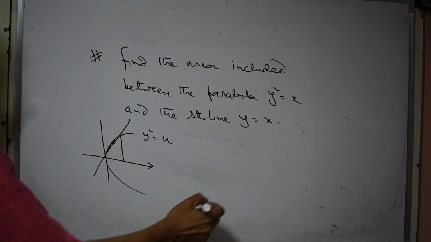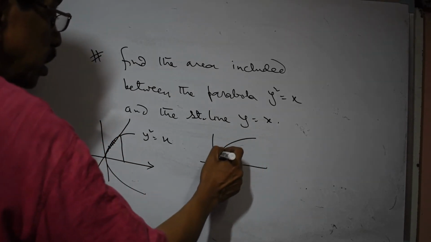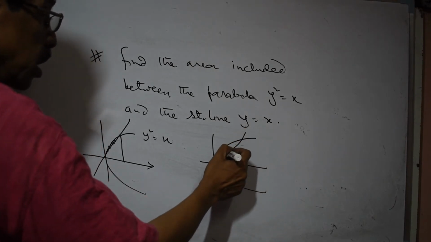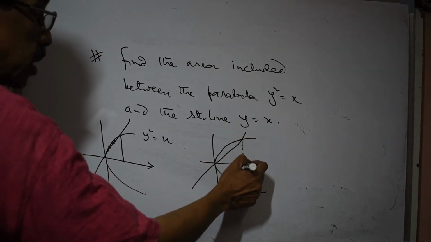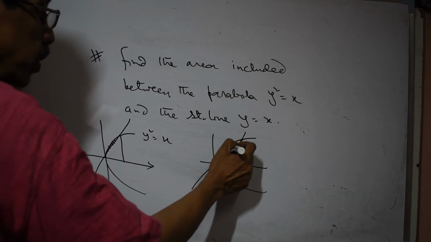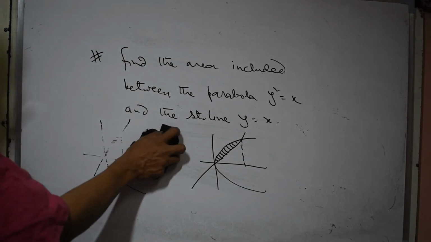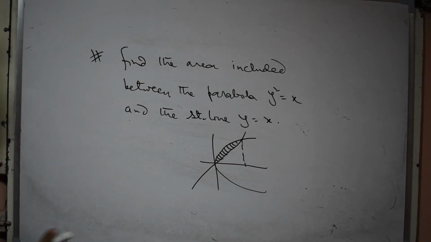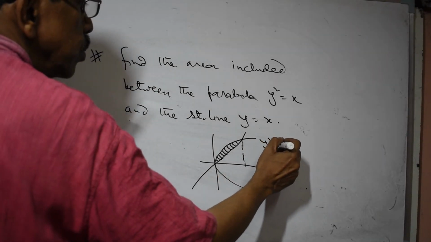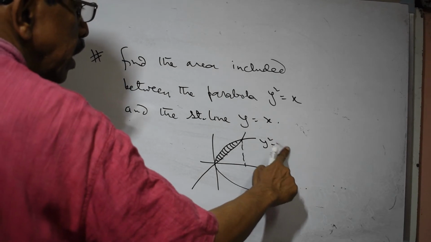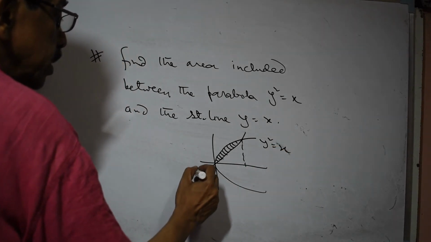That means we will be seeing this portion. This is y square is equal to x. This is a straight line. This is the common point of the two curves. We need this portion. In a better drawing, we have shown this. This is y square is equal to x, and that is y is equal to x.